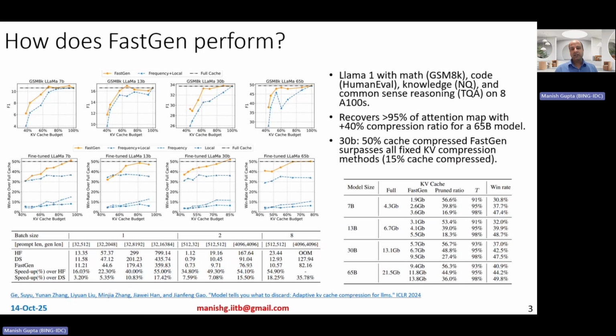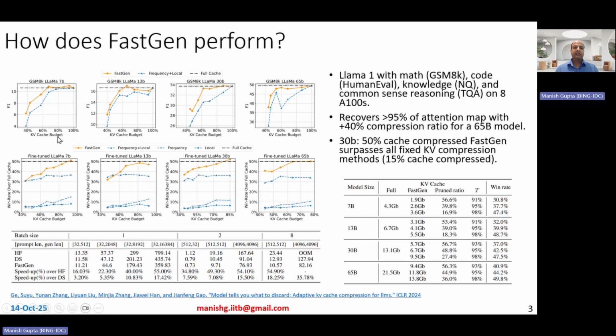So that's the infrastructure. In the first plot, you can see a comparison of their method FastGen with full cache versus frequency plus local. The y-axis is F1. The first row is drawn for GSM 8K. Results for other datasets are in the paper, right? There are 4 different subplots for the 7 billion, 13 billion, 30 billion, and 65 billion checkpoints. What you can observe is that the F1 score is obviously going to be the highest with the full cache, right?